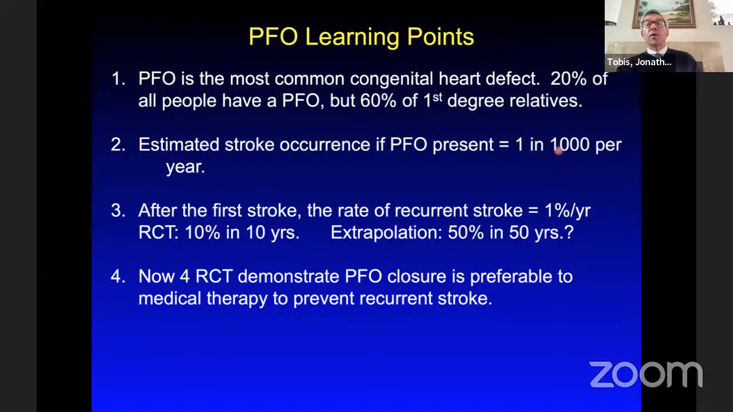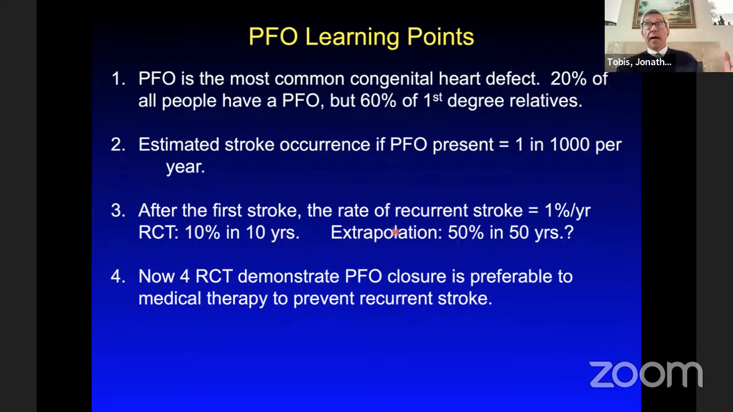I mentioned this 1 in 1,000 incidents of stroke. But after the first stroke, the rate of recurrent stroke on medical therapy is 1% per year. So over 10 years, the clinical trials showed a 10% incidence of recurrent stroke. We don't know further out than that because the trials didn't go further, but the extrapolation is that it will continue at 1% per year indefinitely.